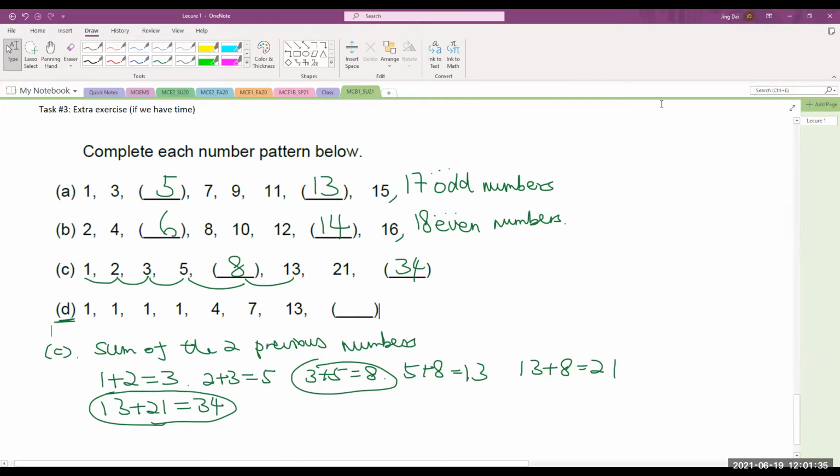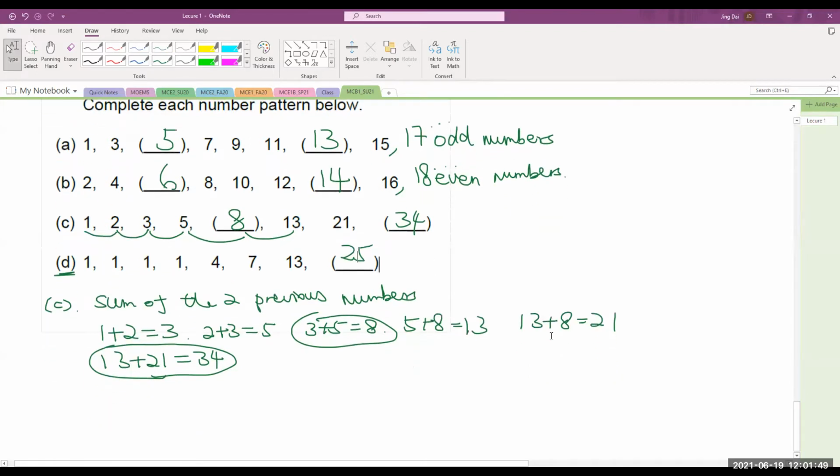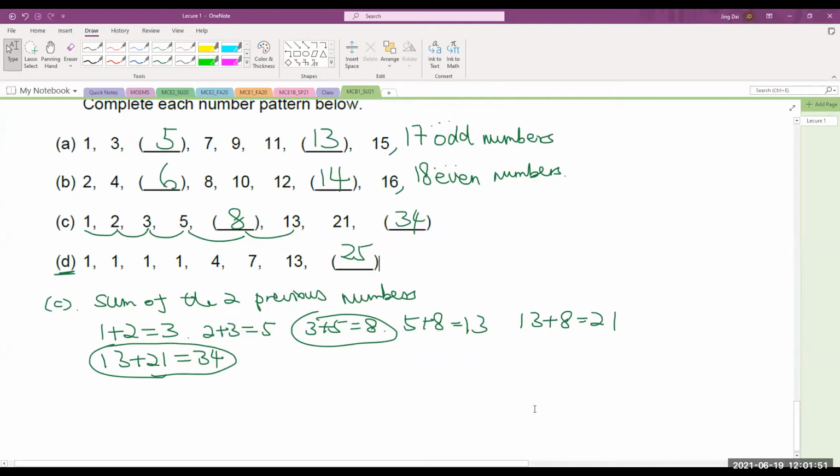Who else? Do we have a different number? Okay. Tony, go ahead. What did you do? 25 is the answer. Very good. 25 is the answer. Okay, I want to talk about this one because it's just so tricky. So you're like, what's going on? This 1, 1, 1, 1, right? But you notice 4 is what? 4 is just the sum of the 4 previous numbers, which happen to be 1, 1, 1, and 1.